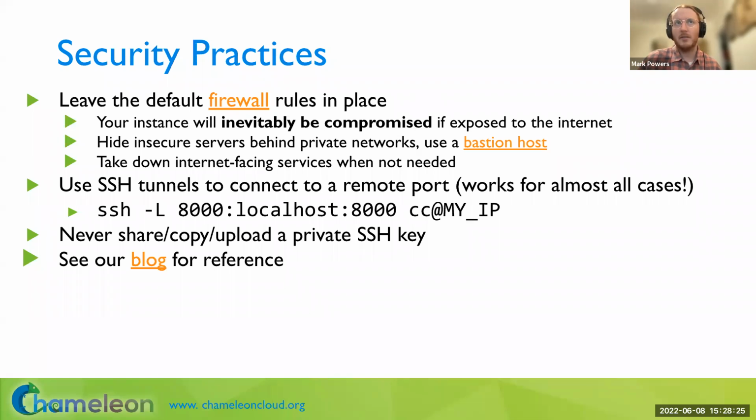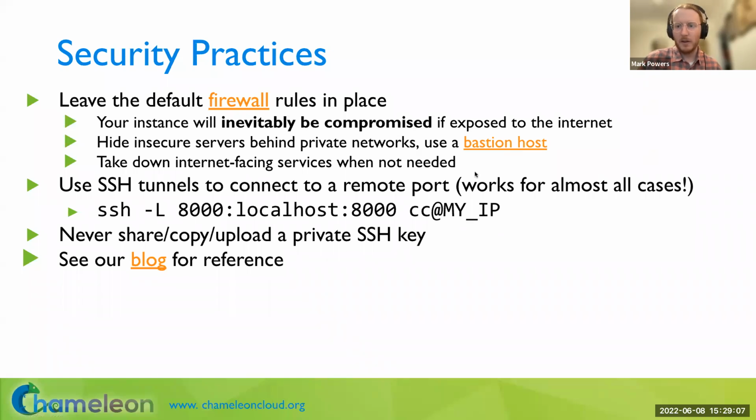But it may be the case that you really want to use something publicly. So there are a few things you could do. One would be to hide any insecure software on a private network instead of putting it on the public network. Chameleon allows you to create isolated networks that you can connect your nodes to. And you could use a bastion host. So you would have one node that is visible to the internet that is secure, and that lets you securely get through to these other services. And we have some information about that on our blog.